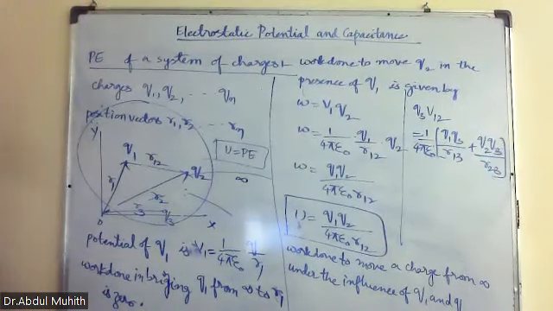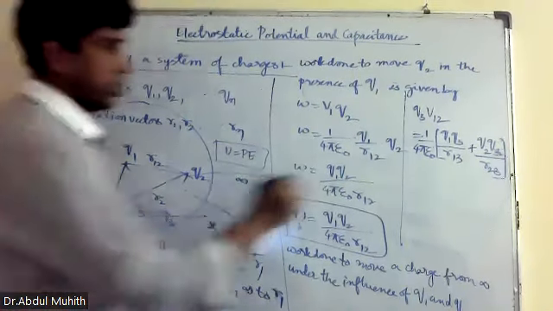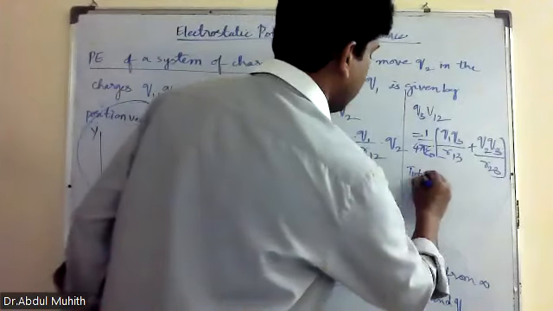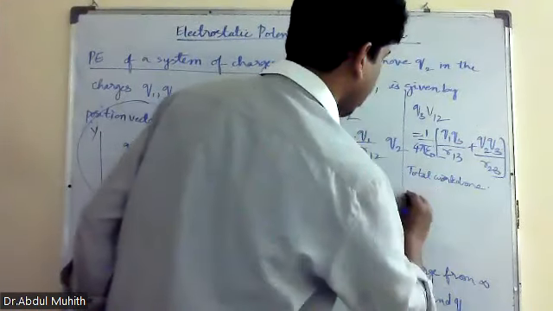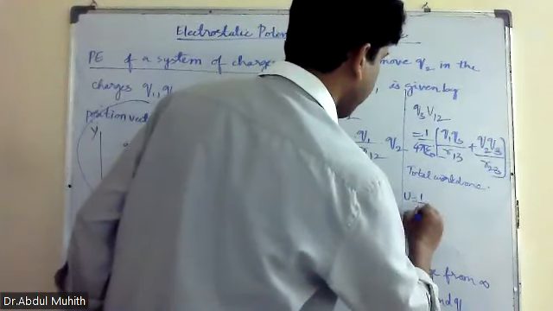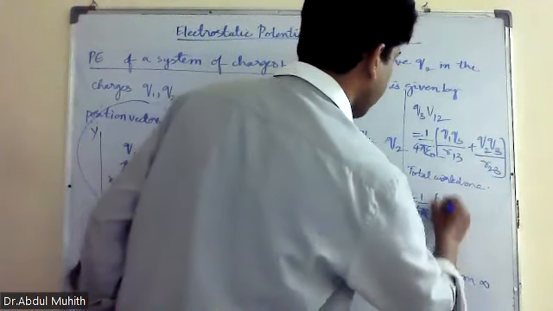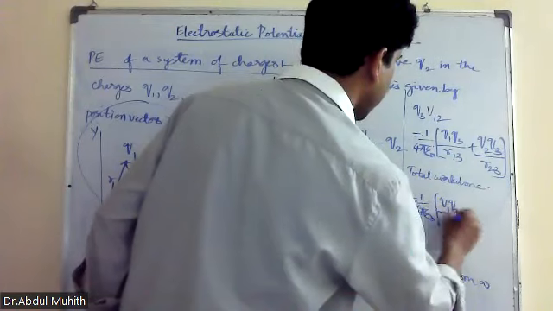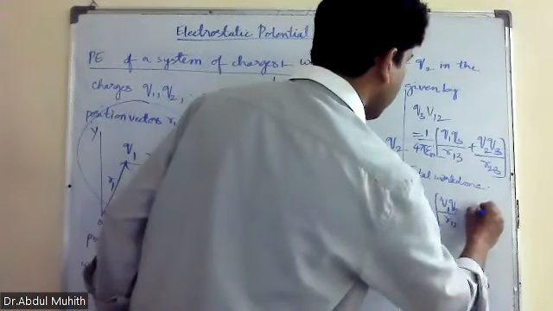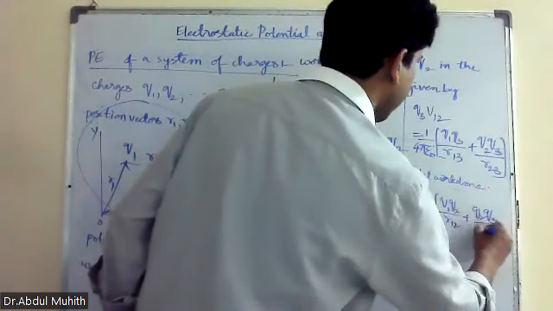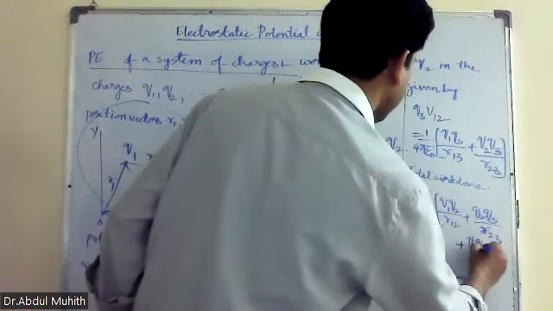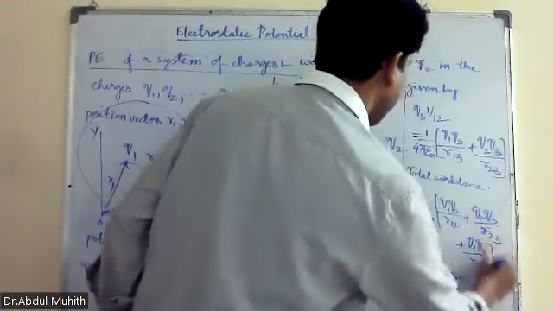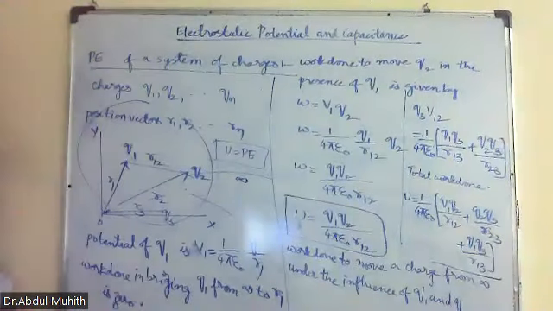Now, okay. The total work done will be how much now? The total work done will be U, is equal to 1 by 4 pi epsilon 0 into Q1, Q2 by R12 plus Q2, Q3 by R23 plus Q1, Q3 by R13. Clear? So this is the formula.